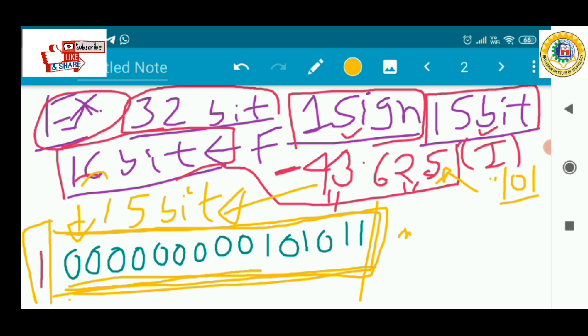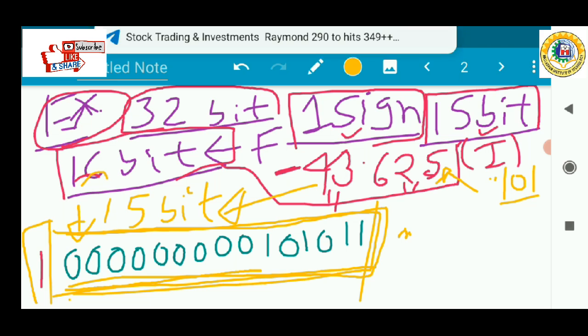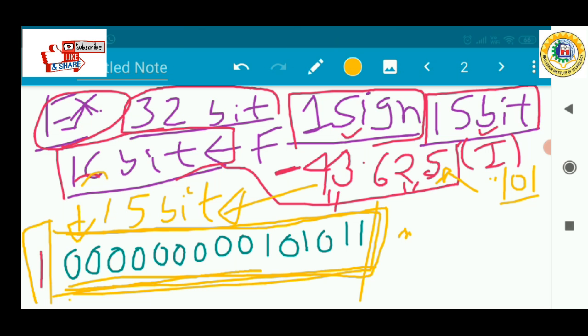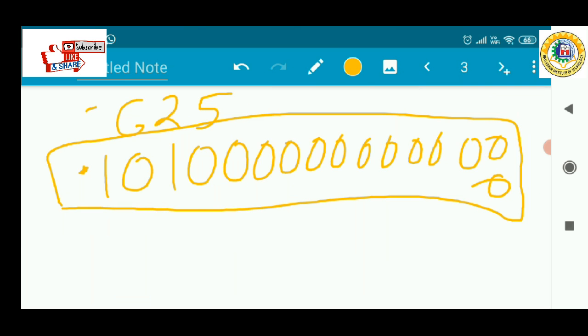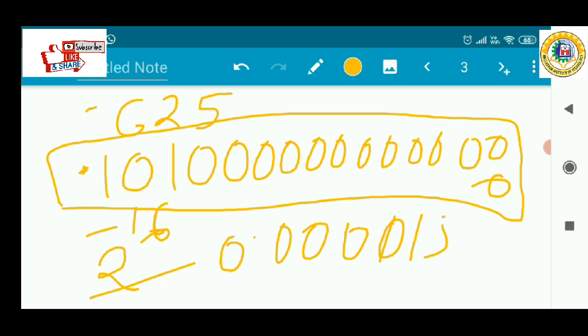Also, the smallest number that can be represented by this representation, for the fractional part, is 2 to the power minus 16, which is nothing but about 0.000015. That is the smallest number you can represent with this number system, and it is a big disadvantage. To overcome these disadvantages, we use the floating point representation.